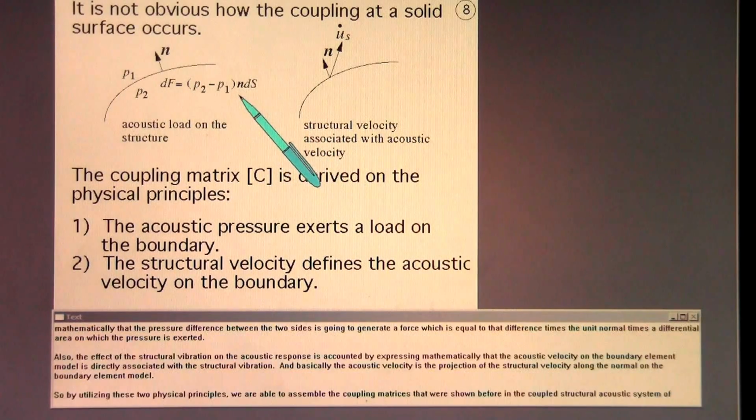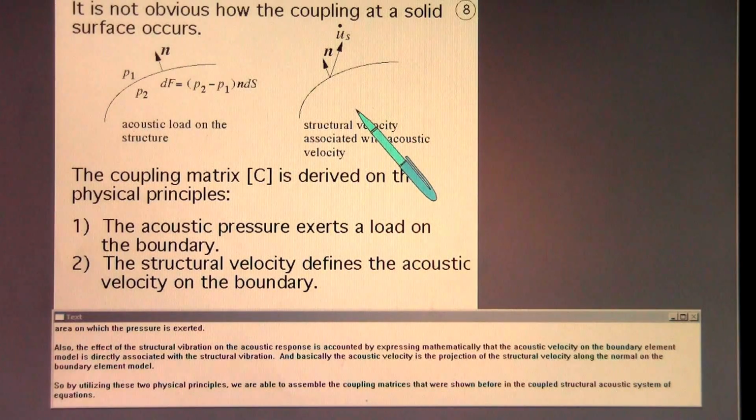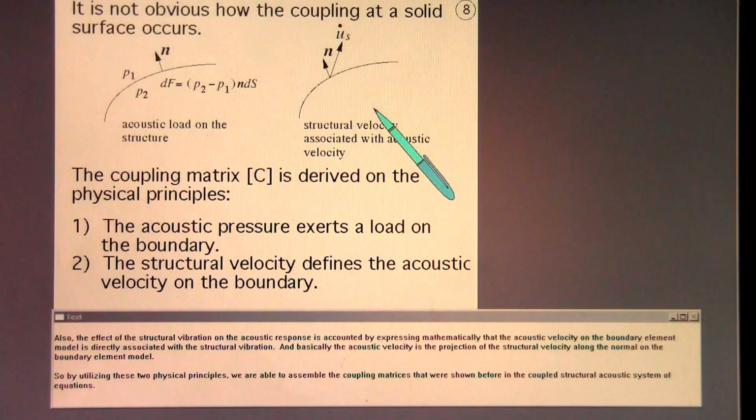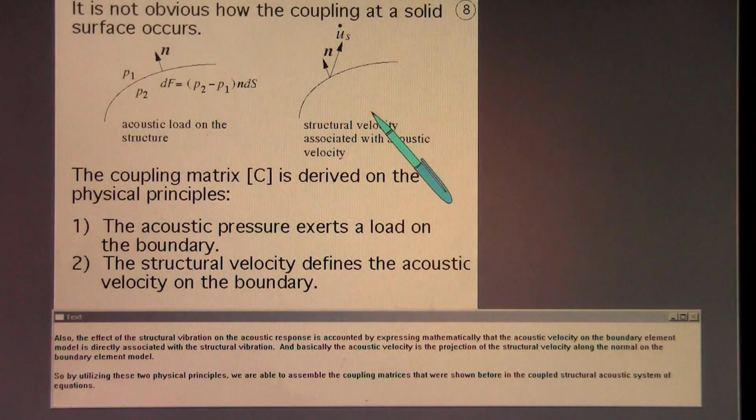Also, the effect of the structural vibration on the acoustic response is accounted for by expressing mathematically that the acoustic velocity on the boundary element model is directly associated with the structural vibration. Basically, the acoustic velocity is the projection of the structural velocity along the normal on the boundary element model. So by utilizing these two physical principles, we are able to assemble the coupling matrices that we saw before in the coupled structural acoustic system of equations.